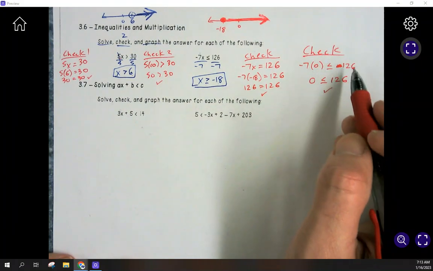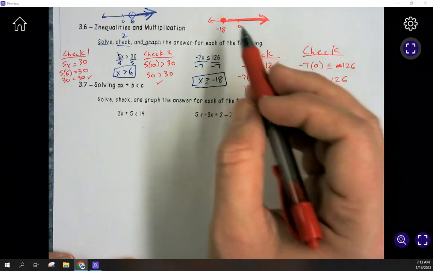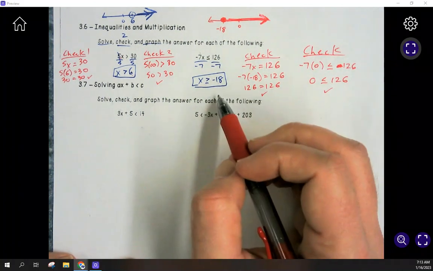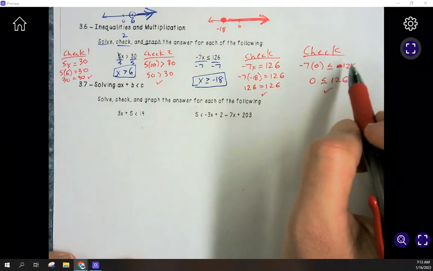0 is less than a negative. That doesn't make sense. That would mean I was facing the wrong way. And I'm like, something's wrong here. And then sure enough, I caught my mistake.